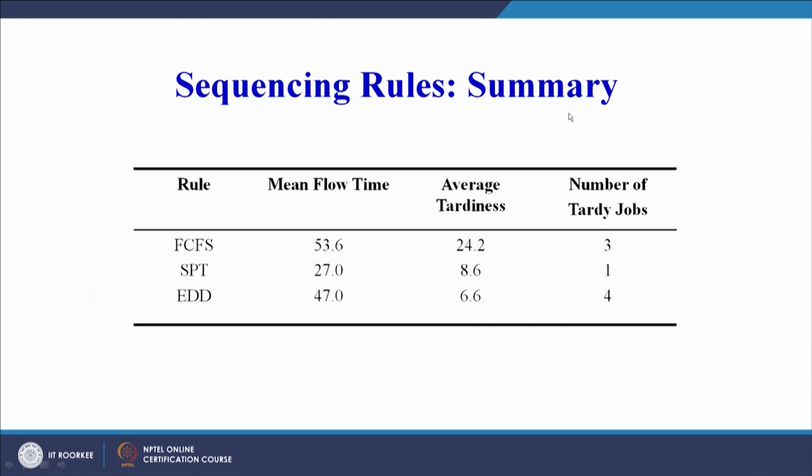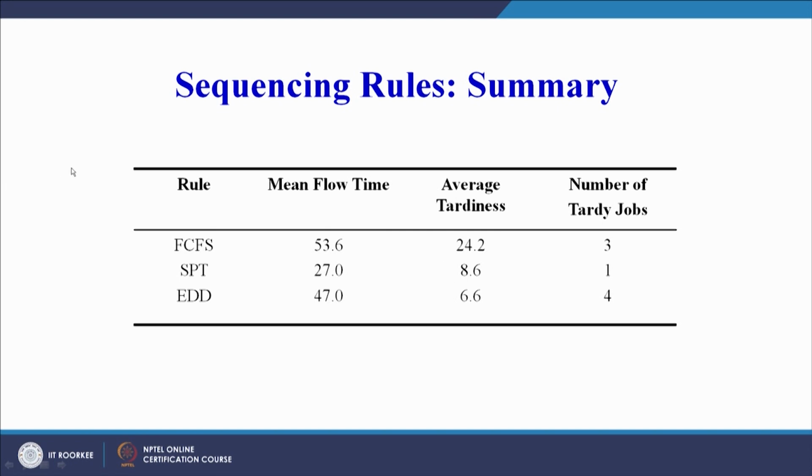So we can see this is a summary. The first come first serve method, mean flow time is 53.6 time units, earliest due date is 47 time units. Similarly, the number of tardy jobs if we see is maximum in case of earliest due date and minimum in case of shortest processing time. The average tardiness is 8.6 in case of shortest processing time.